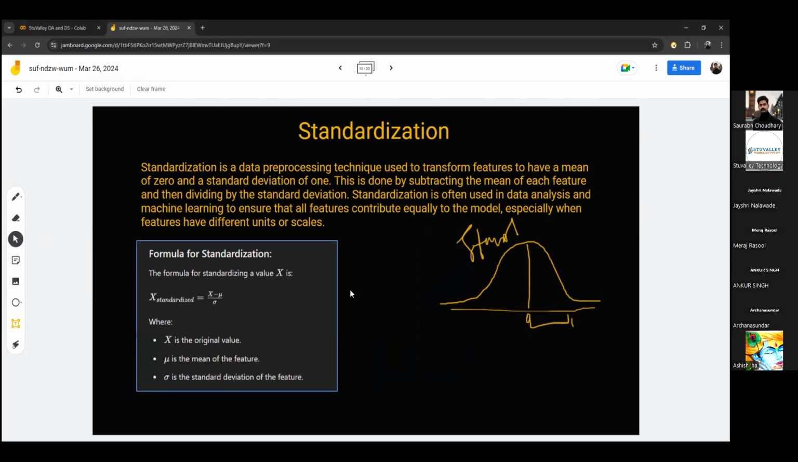Yeah, so this is the formula for standardizing. You can see x standardized is x minus mu upon sigma. What is x? x is the original value, and mu is the mean. The original value minus the mean, divided by the standard deviation. So this is how we standardize.